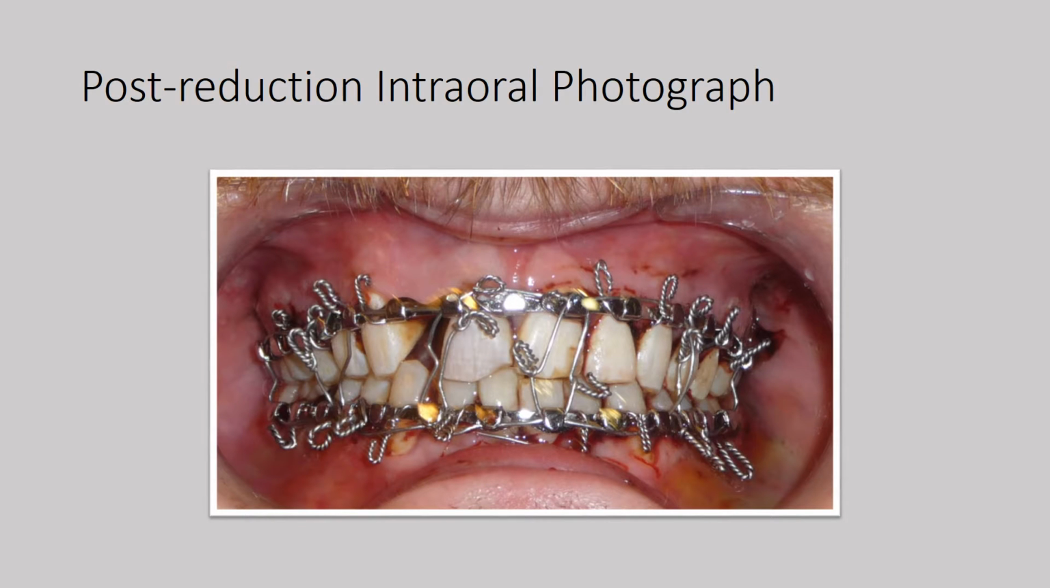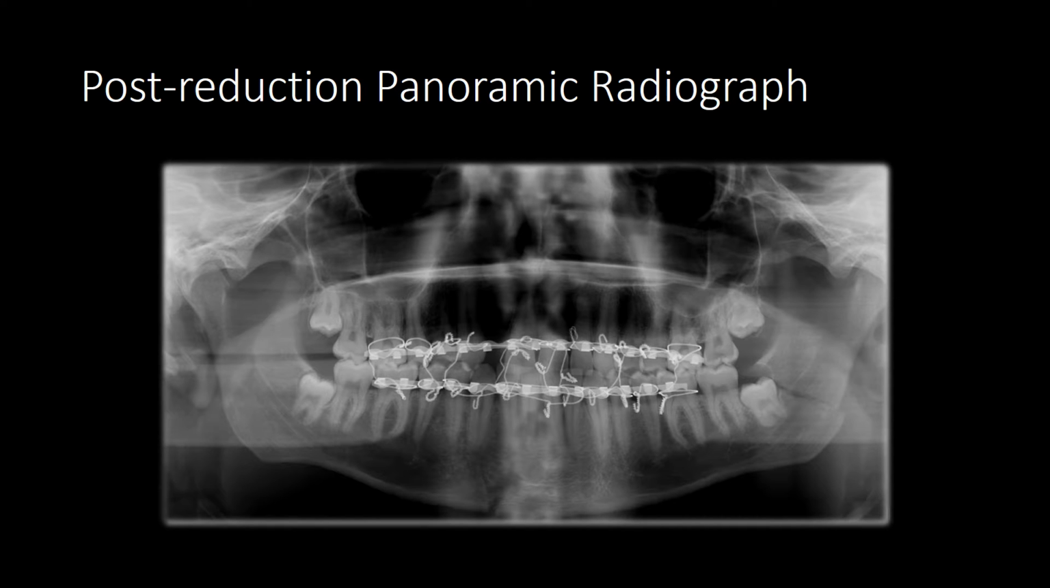This intraoral photograph demonstrates improved occlusion, status post closed reduction and maxillomandibular wire fixation. Here's the patient's post-reduction panoramic radiograph. You can see there is improved alignment at the inferior border here, but there's still a step-off here, and there's still some discontinuity of the inferior alveolar nerve canal there. But again, that's not really a big deal. This again emphasizes the point that occlusal reduction is more important.